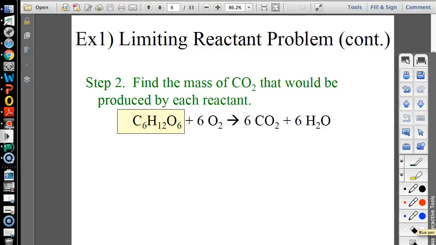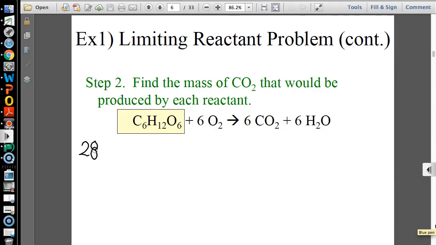28 grams of glucose to start with? Now what did it tell me? So I have 28 grams of glucose. Now I'm going to go to moles of glucose.